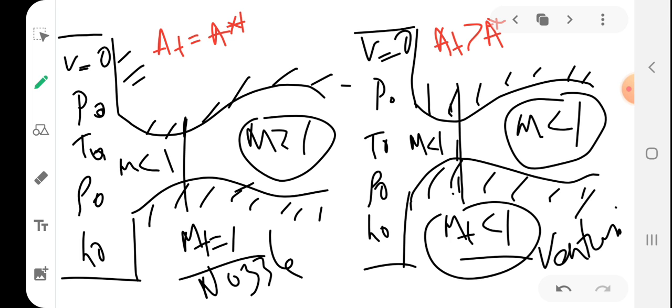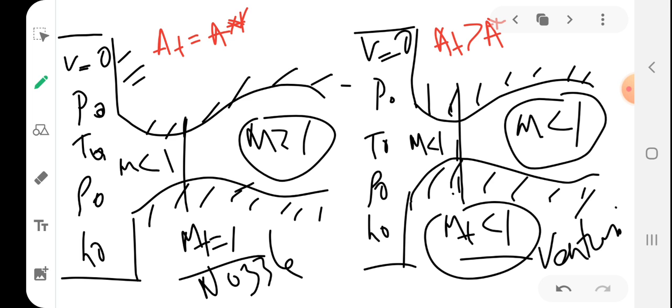Then only the choking won't take place. The choking shouldn't take place, then only it acts as a venturi. So the choking should not take place means the flow rate hasn't reached that maximum value. Flow rate hasn't reached the maximum value means the throat area is even bigger than the critical condition. That is why At should be greater than A star.